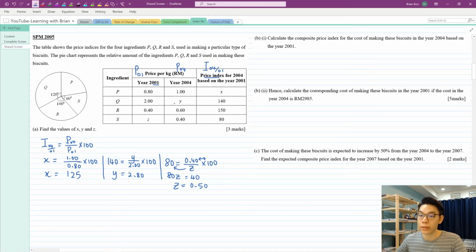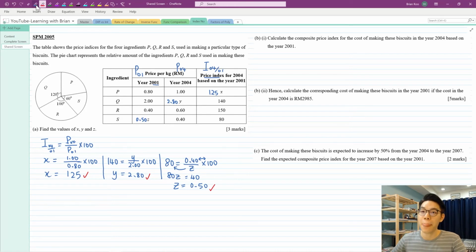Maybe I quickly list down all the values now. So X is 125. Y is 280 actually. Z is actually 50 cents. So you do this formula 3 times, you get 3 marks.